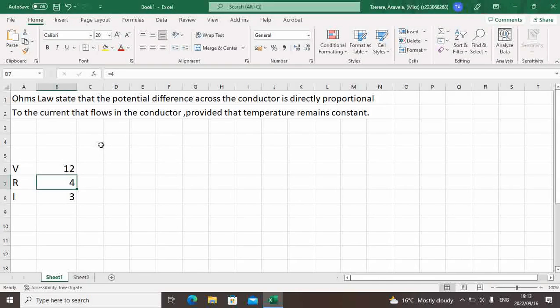And if we increase the resistance in our circuit, the current will decrease because resistance and current are inversely proportional to each other. If I try to double the resistance here, you can see that the current will decrease by the factor of 2.